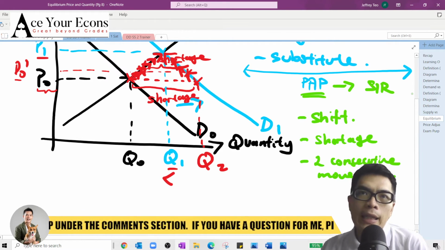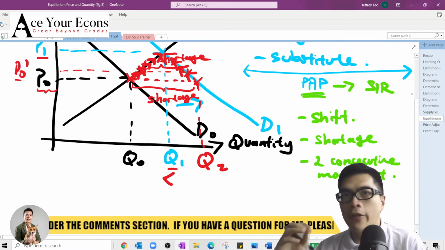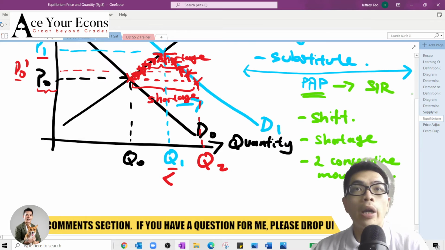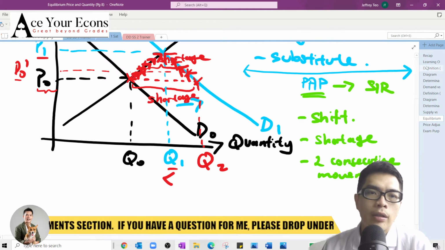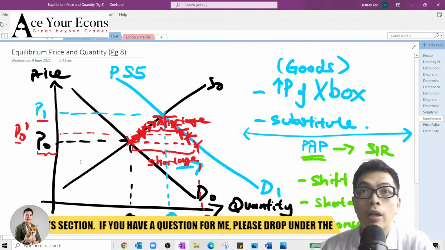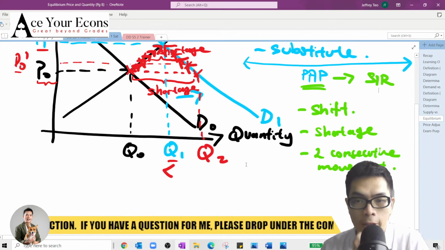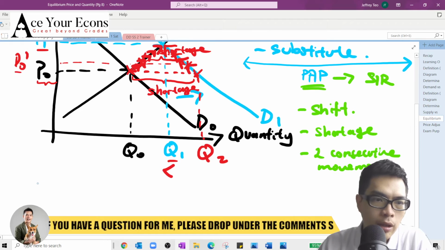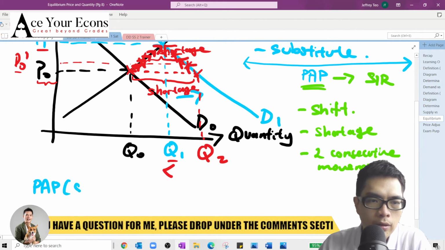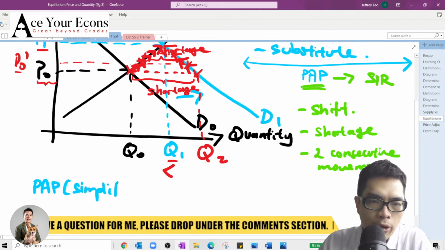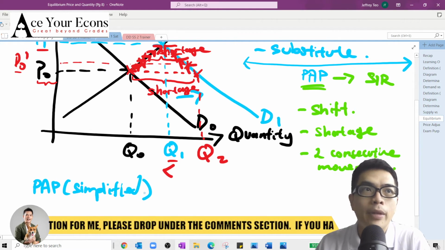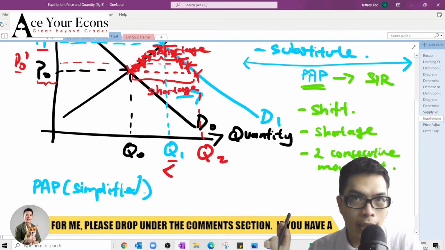But in selected case studies, the ones with 2 marks, 4 marks, we do not need the extensive storytelling of signaling, incentivizing, and rationing. So for the simplified version, please pen this down: PAP simplified. Let me repeat again, PAP does not mean People Action Party. It means price adjustment process.